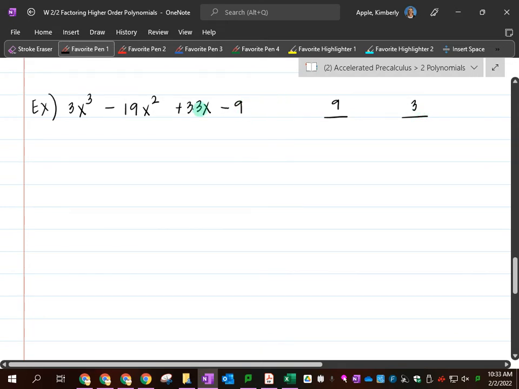This number and this one. So the factors of 9: 1 and 9, and 3 and 3. The factors of 3 are just 1 and 3. Everybody with me so far? I'm just finding all of the numbers that multiply together to give me those two numbers.